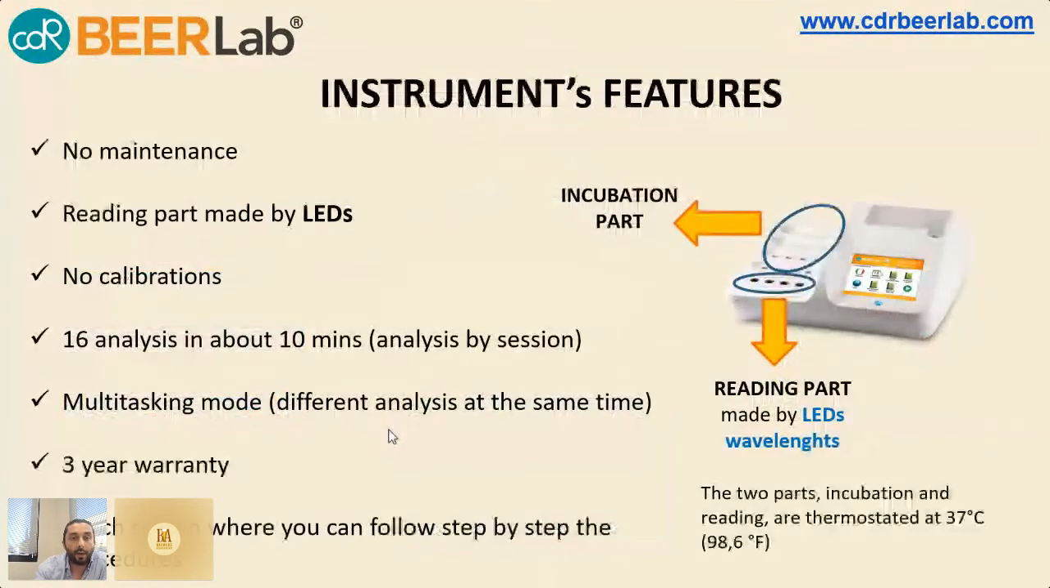Next. Okay, here we have the instrument's features. As you see, now we are talking about the BeerLab analyzer. We have an incubation part and a reading part. Of course, all our systems are based on photometrical technology, and we have no maintenance to do. We use LEDs as wavelength sources in the reading part, so we don't have any problems in the reading part. We can keep the analyzer switched on all day long without any problems.